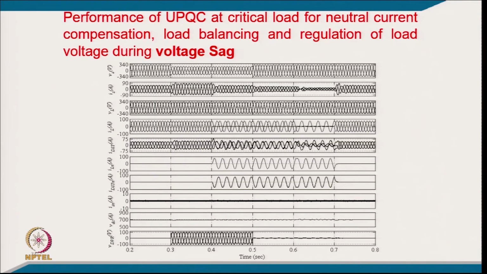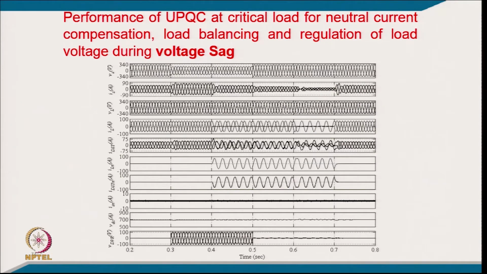This is the typical performance of UPQC at a critical load for neutral compensation, load balancing and regulation of load during voltage sag compensation. You can see clearly here the supply voltage, and here is a voltage sag. Since the load power remains constant, you will find the supply current is increasing, but it is balanced and sinusoidal. Here part of one phase load is reduced, so the current is reduced, and here the voltage comes back to normal, so the current reduces. Here again another phase load is reduced, so you get the supply current even lower, and then it comes back to the normal condition from where it started.